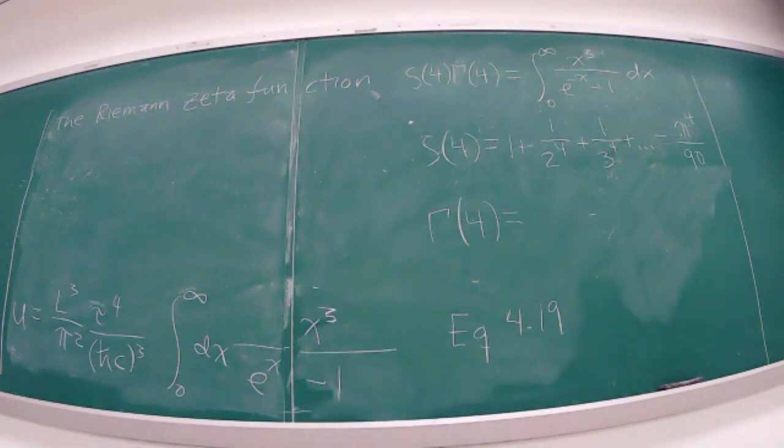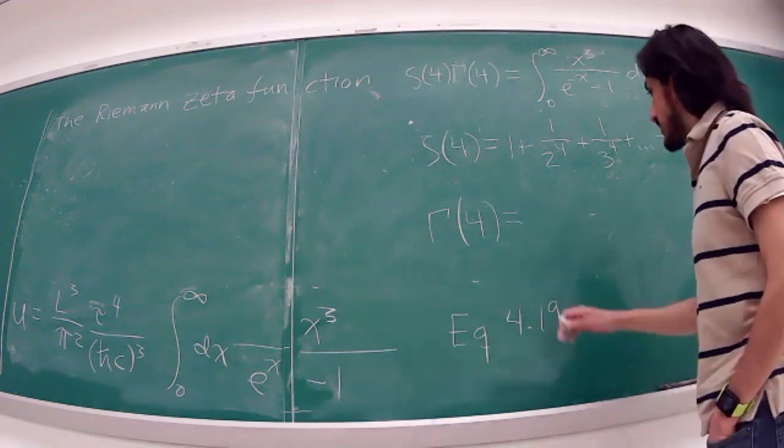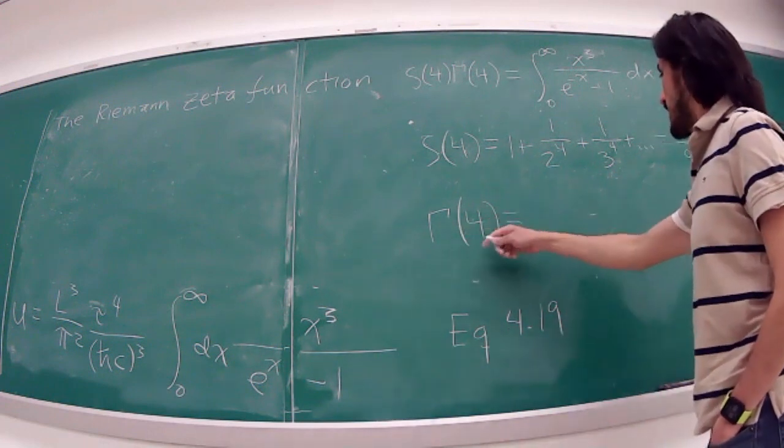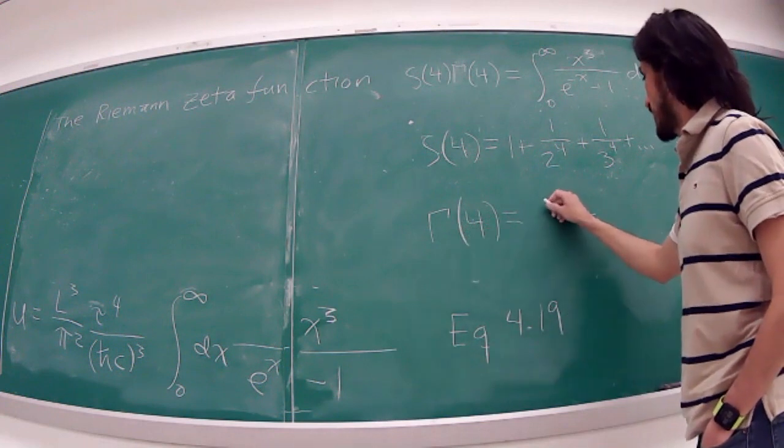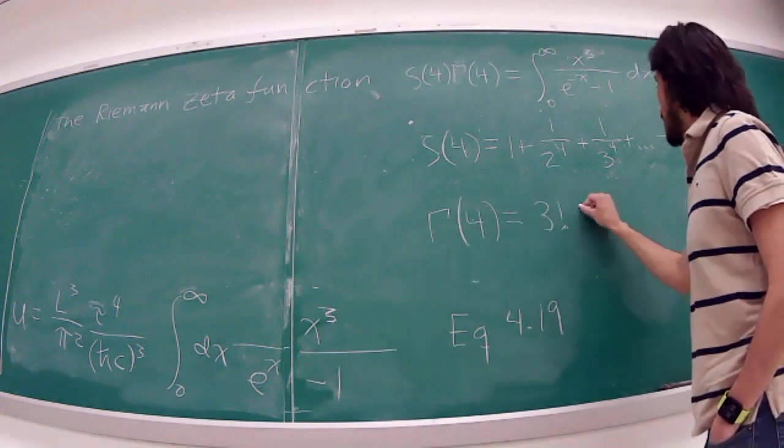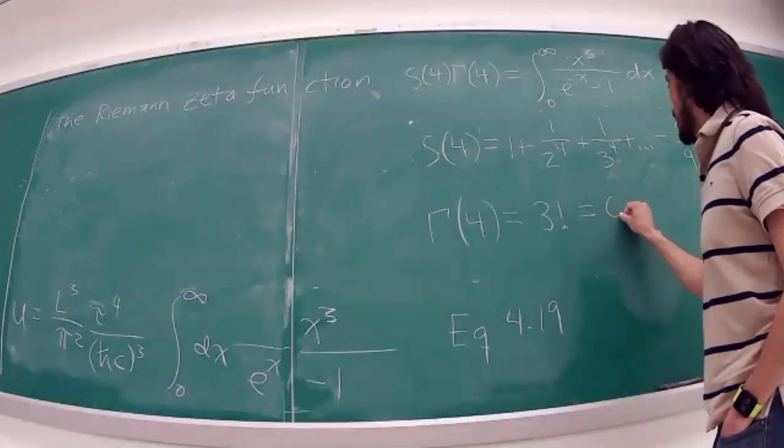What does it represent? Yeah, it's the generalization of the factorial to continuous numbers. So gamma of 4 is just 3 factorial, which is equal to 6.